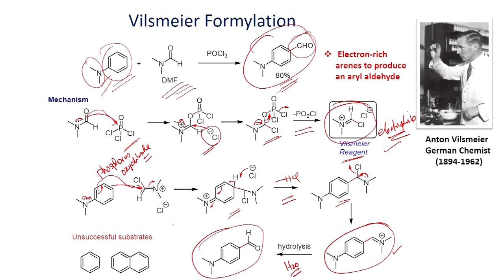However, this reaction is less effective when you have a simple aromatic ring like benzene or naphthalene, they don't undergo reaction. However, if you have an electron donating group and the system is electron rich, it can readily undergo formylation with the Vilsmeier reagent that can be readily generated from phosphorus oxychloride and dimethylformamide to give the corresponding imine salt, which can readily undergo hydrolysis to give the aldehyde as the product.